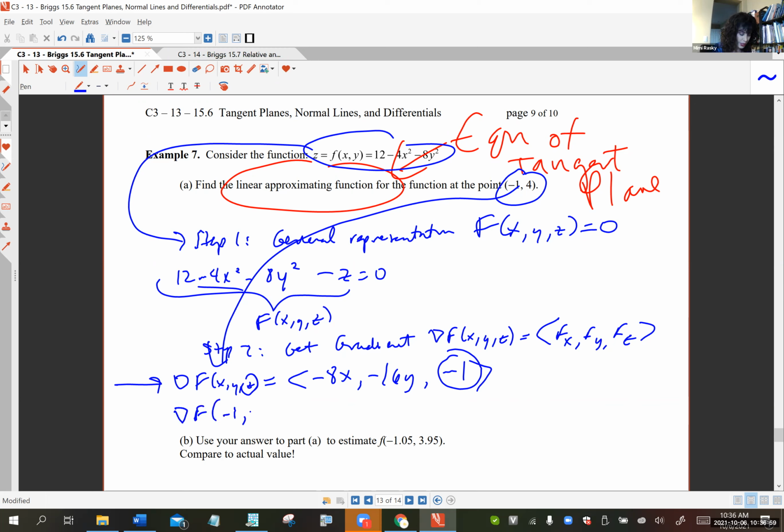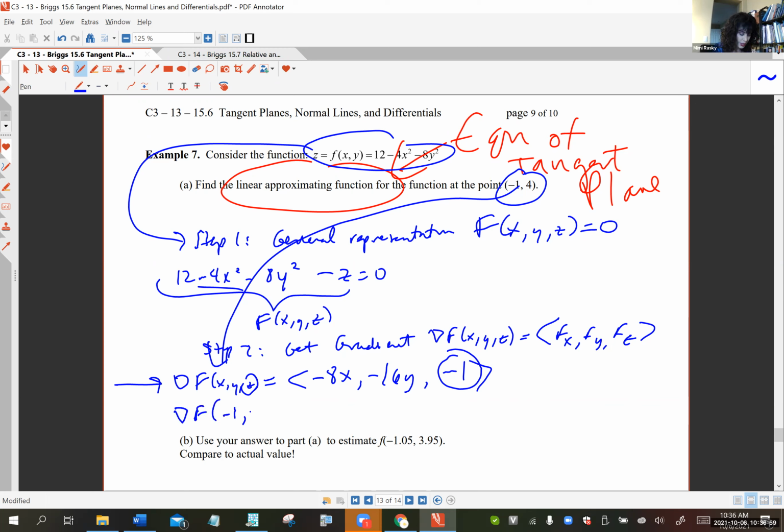So now I'm ready to get the equation of the tangent plane. I use the standard form for the equation of the tangent plane. I go 8 times parentheses x minus the x coordinate, but that's a minus 1, plus the next component of my normal vector, the gradient, negative 64 times y minus the y coordinate, 4, and then this is the hard part, plus negative 1, z minus the function evaluated at negative 1, 4, and that whole mess equals 0. So I guess we better figure out what our function is evaluated at negative 1, 4.